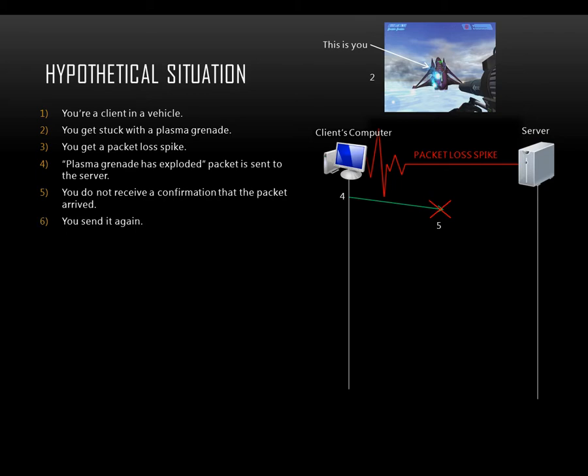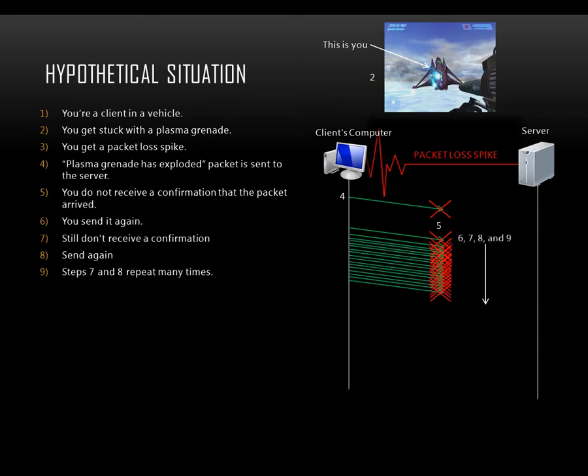Now, the server needs to know that this plasma grenade exploded. This is a high priority data transfer. So you try sending it again. But you still have packet loss, so it still doesn't reach the server, and you still don't receive a confirmation. So you try sending it again. Still doesn't reach the server. You repeat these steps many times. You send that packet a whole bunch, but it never reaches the server.